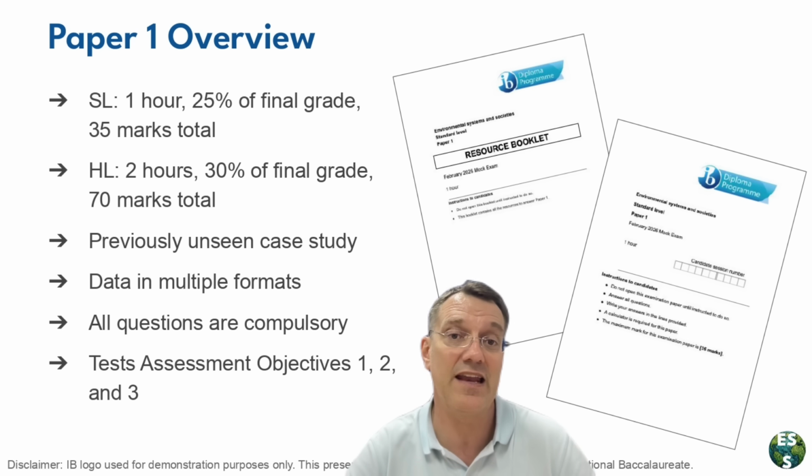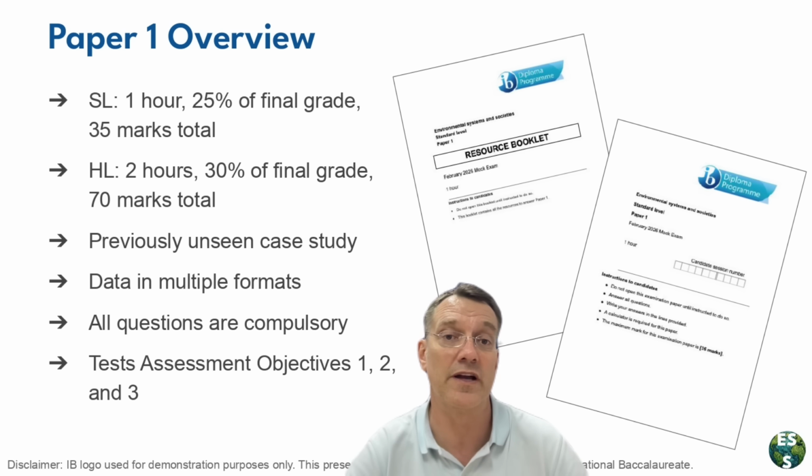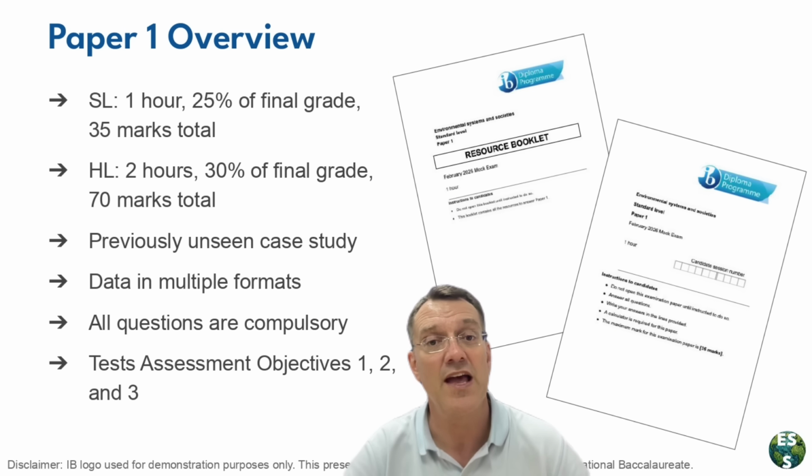Both SL and HL students sit paper 1, and all of the questions are compulsory. That means there's no choice. You have to answer every question. For standard level students, the paper is 1 hour long, it's worth 35 marks, and it counts for 25% of your overall course grade. For HL students, the paper is twice as long. It's 2 hours, it's worth 70 marks, and it counts for 30% of your overall grade.